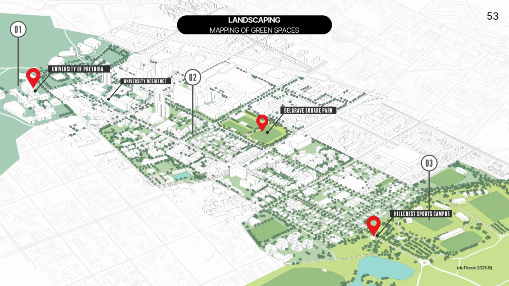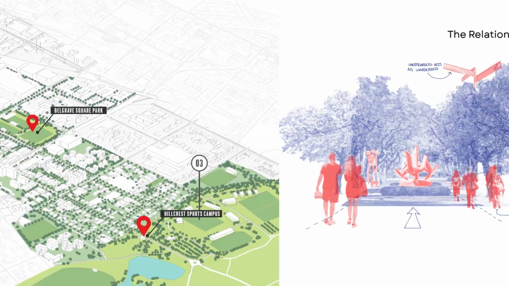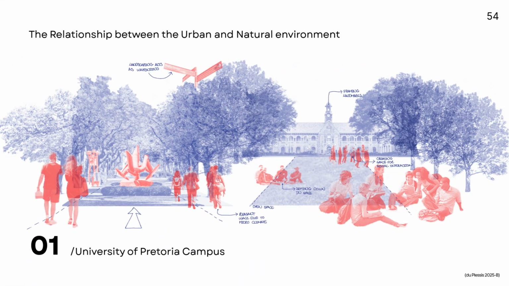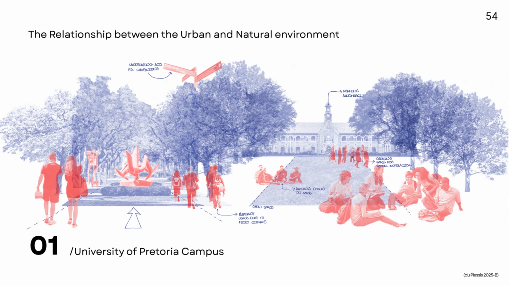This is a map of green spaces in the area. The area has an abundance of green spaces, but often enclosed behind fences on private property. On main campus, tree shading creates spaces for social gatherings and relaxation. These tree-lined walkways offer comfortable routes for navigating the campus.